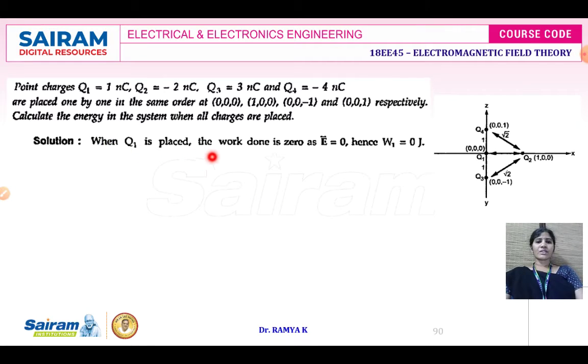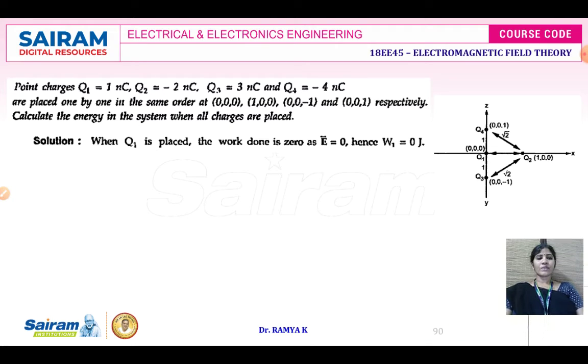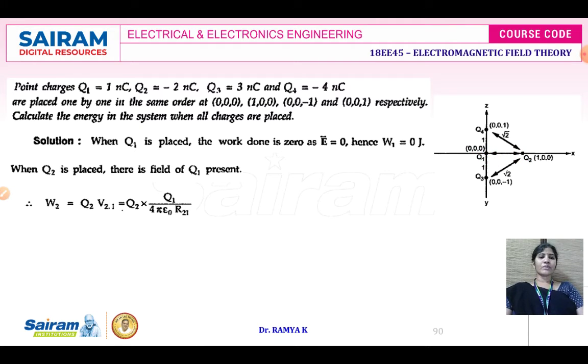When Q1 is placed, the work done will be equal to 0, as E is equal to 0, hence W1 is equal to 0. When you are placing Q1, at that moment there is no charge surrounding it. Hence, when you are moving the charge Q1 to the origin, the work done will be equal to 0, as the field exerted is equal to 0. Next, when you are placing Q2, Q1 is present. Therefore, the work done W2 will be equal to Q2 V21, that is Q2 into the potential because of charge Q1, which is Q1 divided by 4 pi epsilon R21.